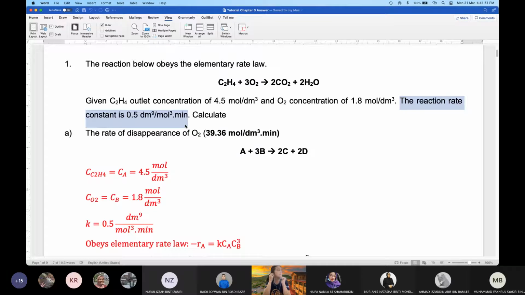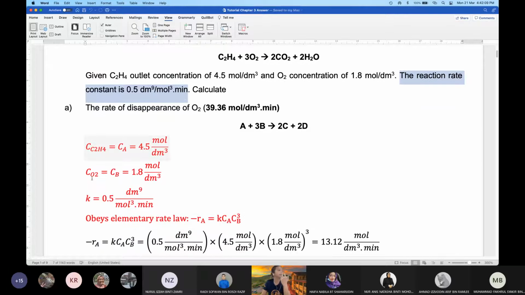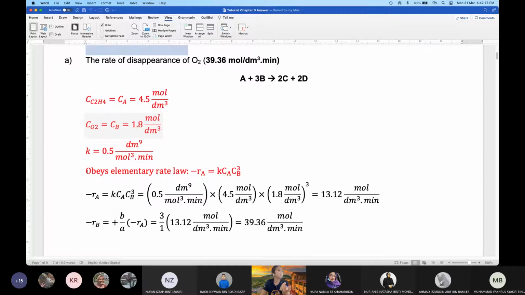Okay. So meaning reaction rate constant. So you have learned, right? Dalam kita punya rate law, we have K. Reaction rate constant you have learned, right? So in this question dia beri kita dah nilai K tu pemalar kadar tindak balas tu adalah 0.5. Okay, so done. Dia dah beri kita CA, CB, dia beri kita K 0.5, and don't forget this is the reaction obeys elementary rate law.